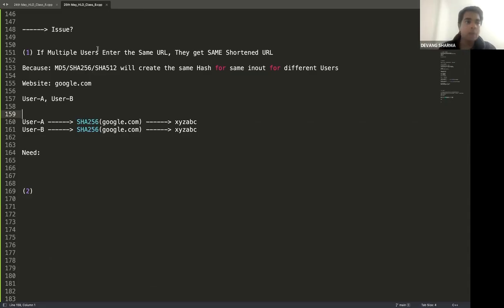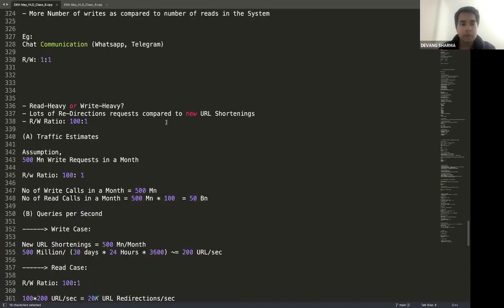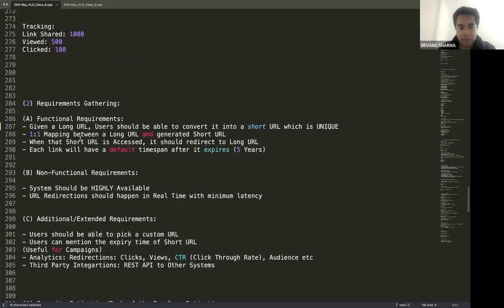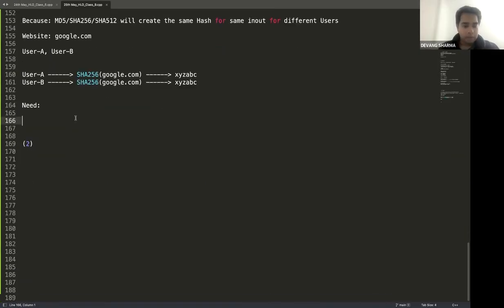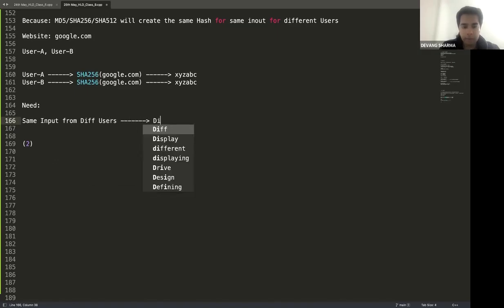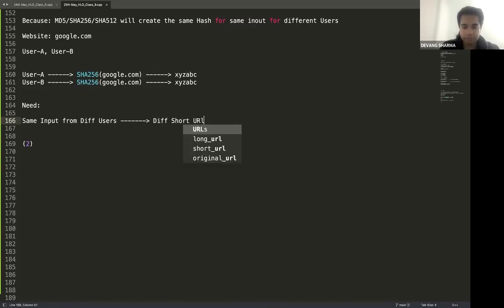Go back to the initial requirements. The whole idea of this resource was, why do we need this URL mapping? We want to make sure it's user specific as well. Now coming back to this, what is our need? The need is, if it is the same input from different users, it should generate different short URLs.